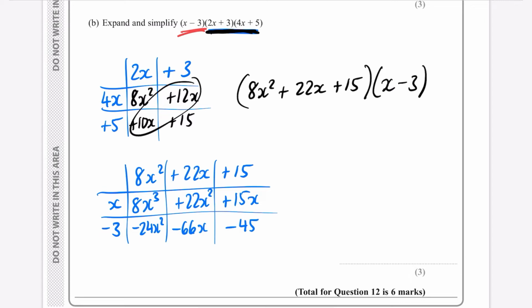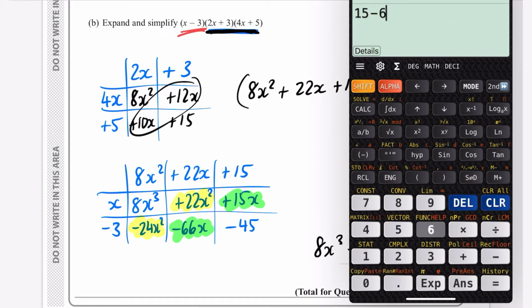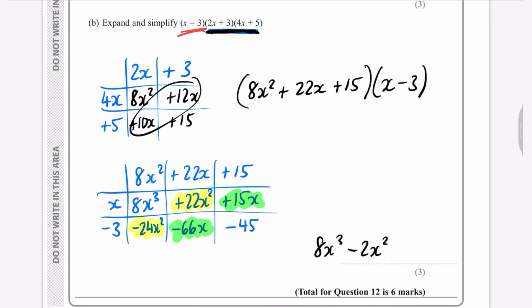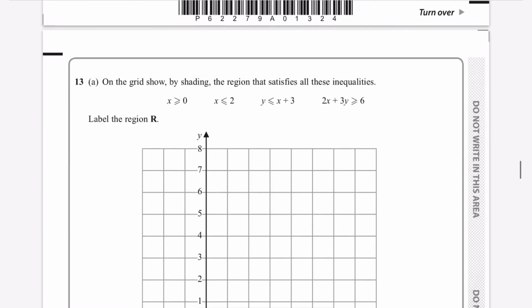Obviously, you could do any of the numbers if you wanted to. So simplifying this, we've got the 8x cubed to begin with. And then we've got the 22 minus 24. 22 take away 24, again, you can check it on a calculator, is minus 2. So these ones have simplified. And then you'll spot that these ones can simplify. So I'm going to be lazy. I'm going to do the 15 minus 66 for this, and that is minus 51. So it's minus 51x. And then we've got the minus 45 at the end. Not particularly pleasant, but if you use the grid method, I think it makes it a lot easier.